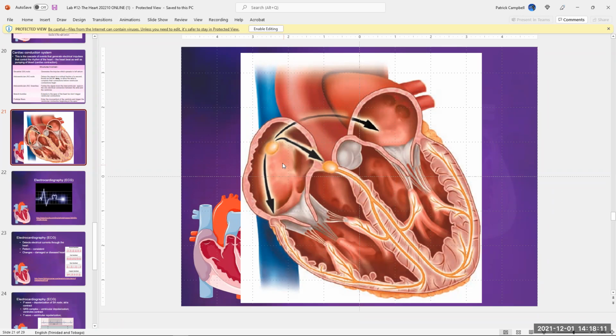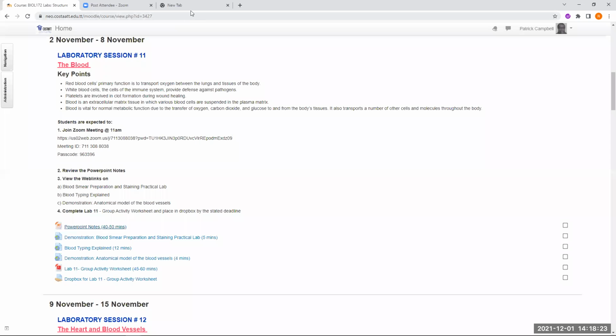All right, so do take note. You should be able to label those things which I mentioned: SA node, AV node, bundle of His. Let's see if you could bring up one that shows the location of the bundle of His.